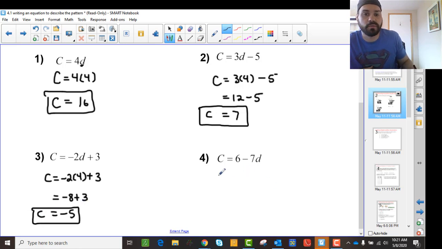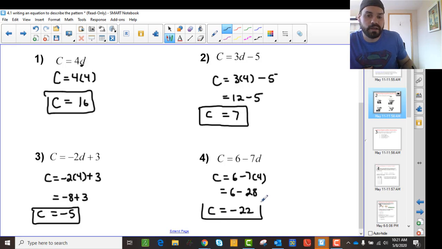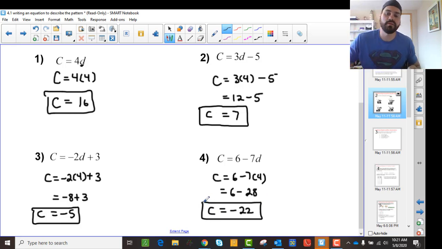And then finally here we go, c is equal to 6 minus 7 times 4. Again, we're following order of operations, so 6 minus 28. We don't go 6 minus 7 and get 1 times 4. That's not following order of operations, although it is tempting for a lot of people. And then we get minus 22. So that's the idea of using an equation, right? Replacing a value for d and getting the value for c. The equation kind of describes the relationship.